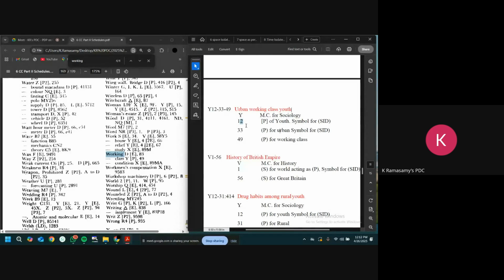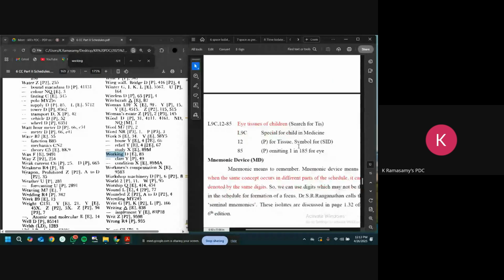So all the three are personality: 12, 33, 49. By joining all the three, I want to create a compound isolate called urban working class youth. How do we do it? First list number 12 hyphen, next number 33 hyphen, highest number 49. So 12-33-49. This kind of creating compound isolates is called a superimposition device. We impose one concept over the other concept. And I think it's clear. So GD, CD and the superimposition device.